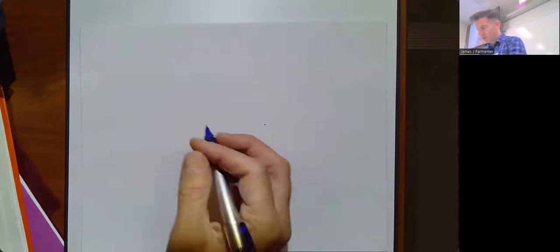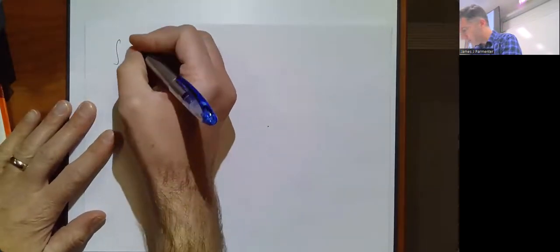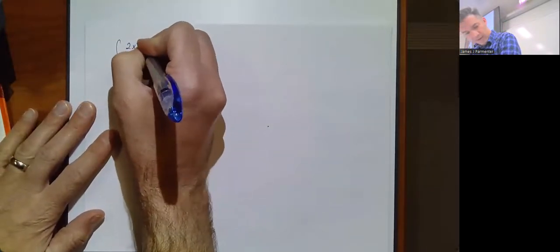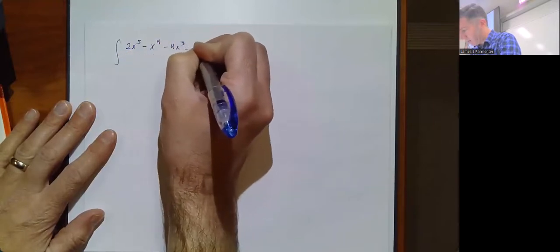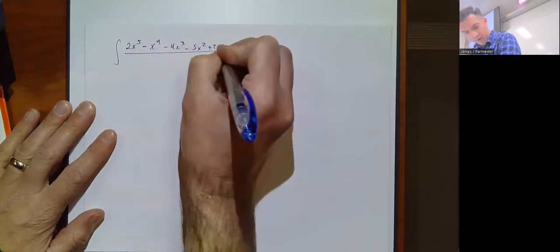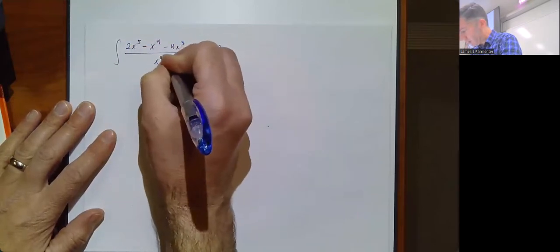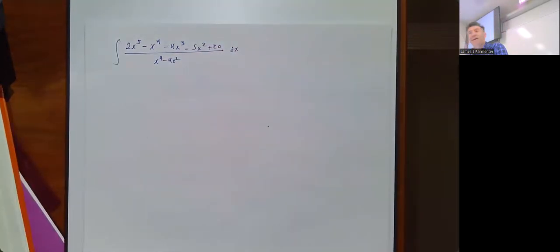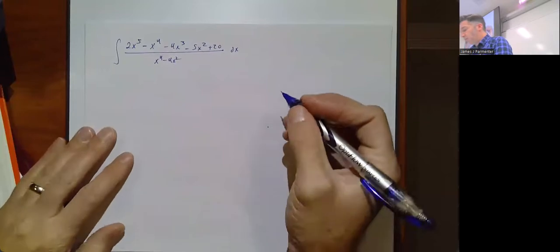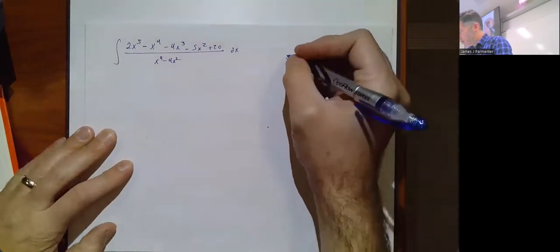Where's my example? There it is, right there. The integral of 2x to the 5th minus x to the 4th minus 4x cubed minus 5x squared plus 20, all divided by x to the 4th minus 4x squared. Definitely looks like the bottom factors, like a lot. But before we can even think about that, we have to deal with the polynomial long division because the degree on top is certainly greater than or equal to the degree on the bottom. So let's do the long division.